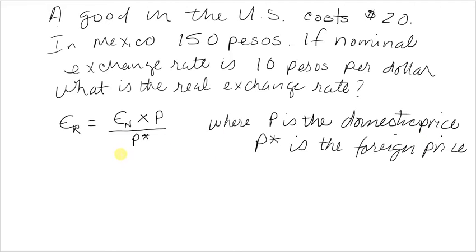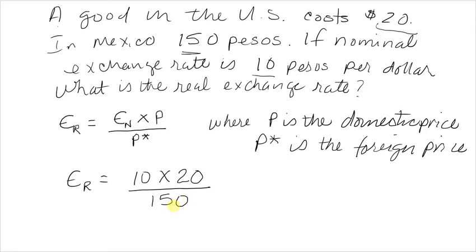So now it's a matter of plugging in the numbers. E sub R, the real exchange rate, is going to be, well, the nominal exchange rate is 10 pesos, so it's going to be 10 times the domestic price, which is $20, the price here in the US, divided by the foreign price, which is 150 pesos. So this is going to equal 200 over 150, and that's going to be 4/3. So the real exchange rate is equal to 4/3.